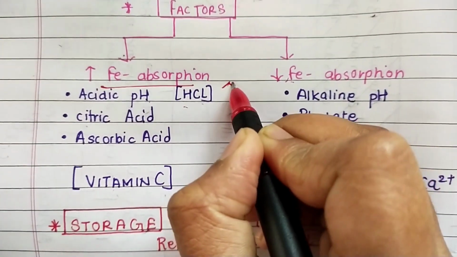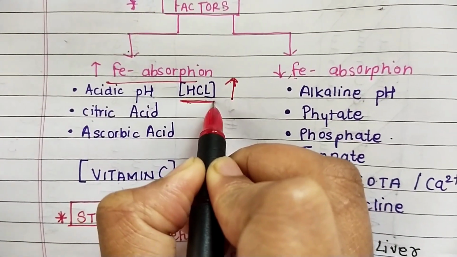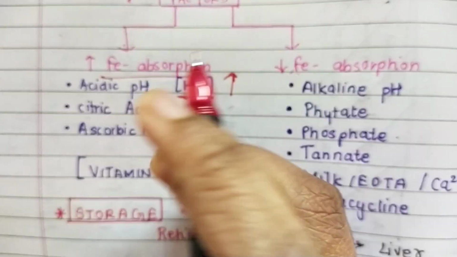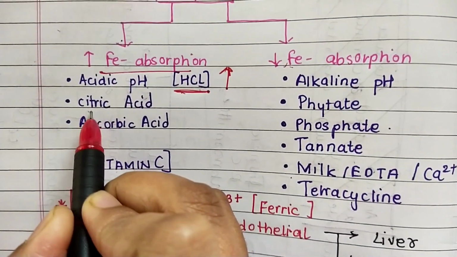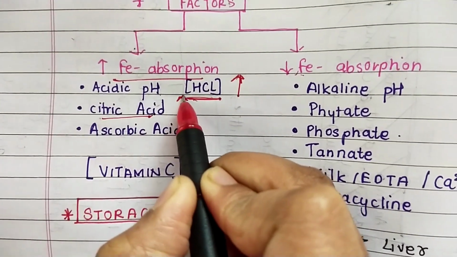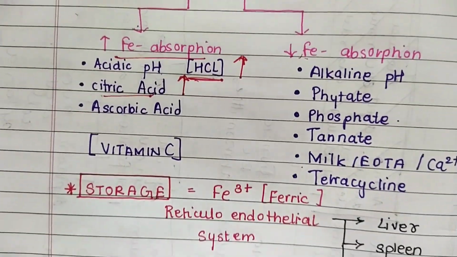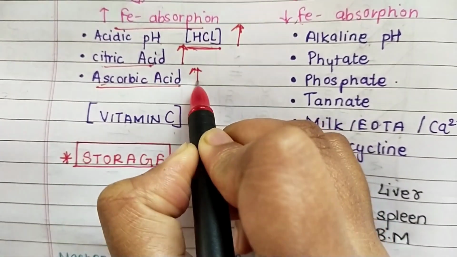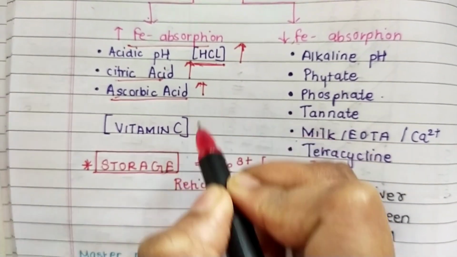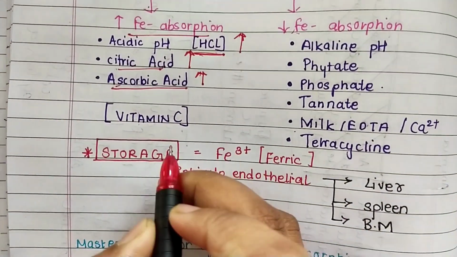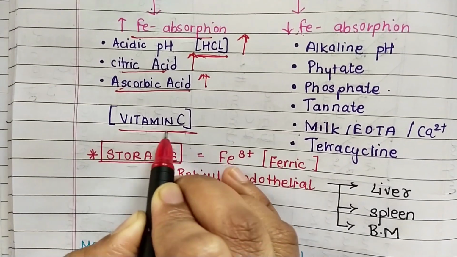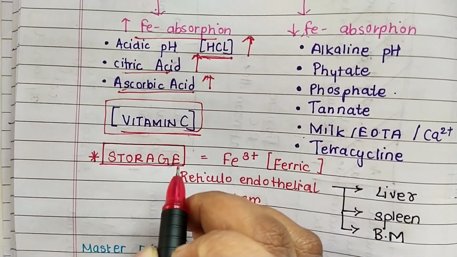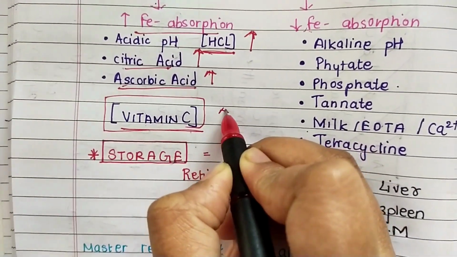When there is an increased amount of HCl in the human body, there is an increased absorption of iron. So next is citric acid. Whenever there is an increase in citric acid, iron absorption is also increased. And with ascorbic acid, whenever there is an increase in ascorbic acid, iron absorption is increased. So most commonly vitamin C. If an examiner asks you what is the most common factor increasing iron absorption, it is the intake of vitamin C.